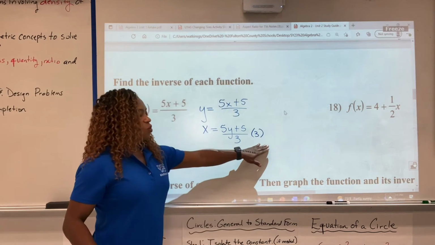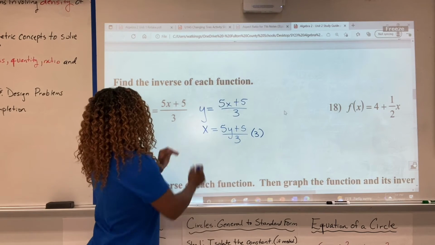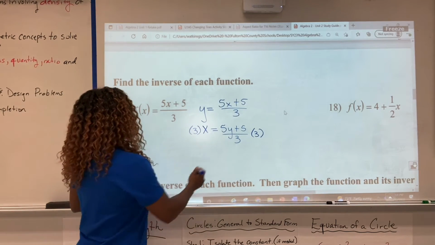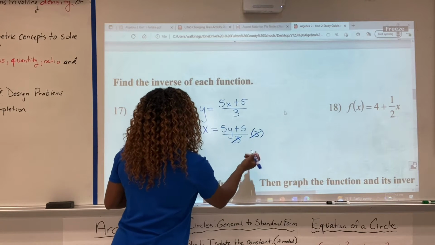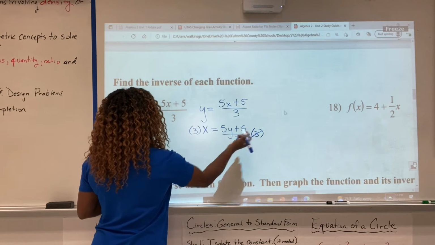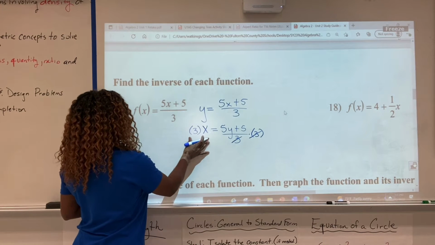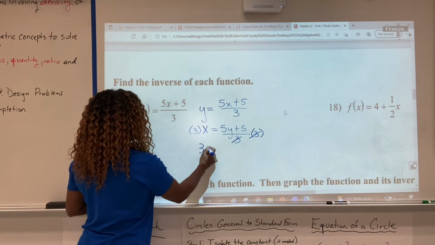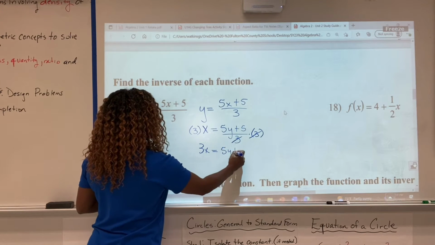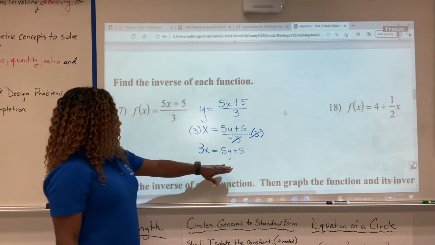Of course, whatever you do to one side of an equation, you always do to the other. So I multiply by 3 on the left side also. Here we will essentially eliminate this denominator and that 3 because we're multiplying. And let's do the work over here. 3 times x is 3x. And the only thing we're left with now is the 5y plus 5. So we're getting the y by itself.